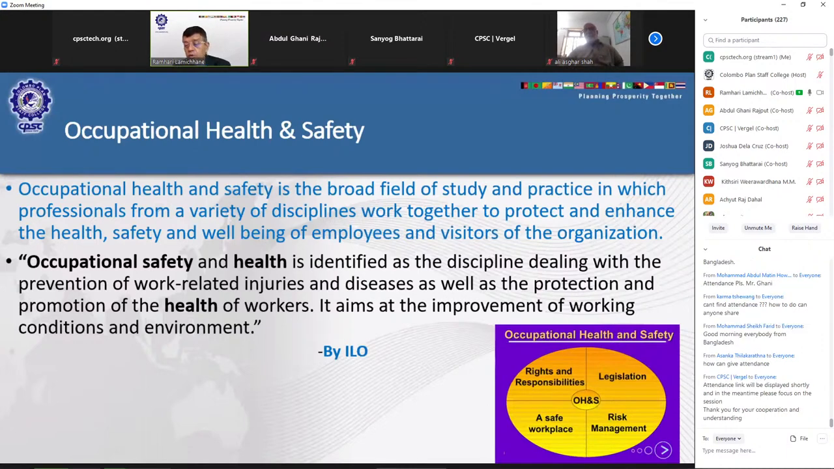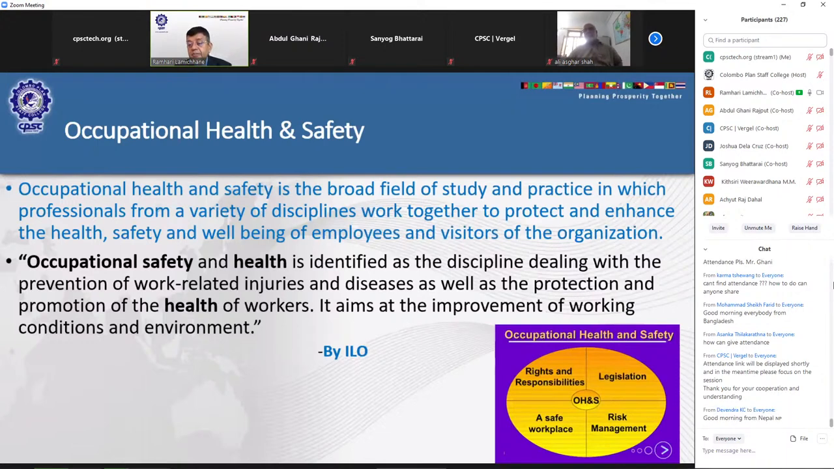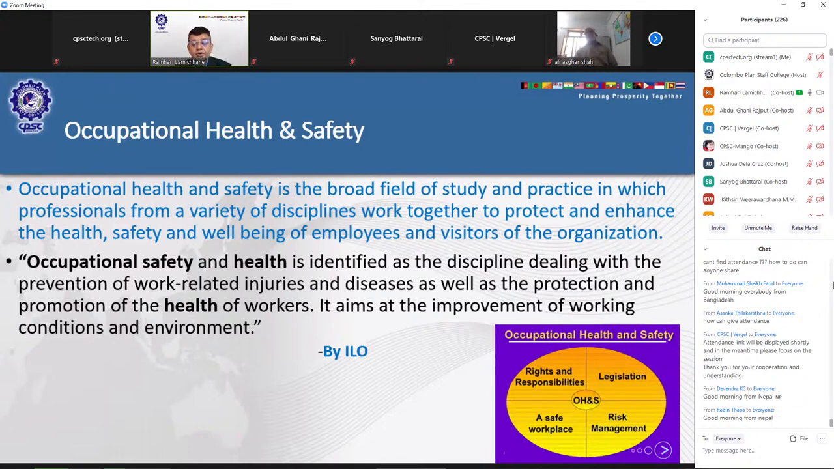When we talk about OHS, we always have to think about legislation: the country's legislation related to occupational health and safety, our organizational policy or framework, how we are mitigating and doing risk management, and handling risk. Another important thing is creating a safe workplace environment. Rights and responsibilities also vary. We should respect the rights, and we have to be responsible in fulfilling our responsibilities as well.